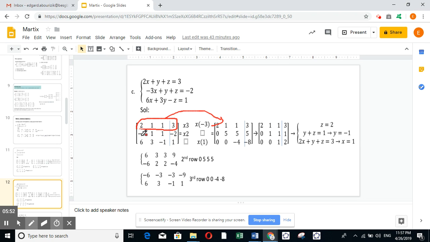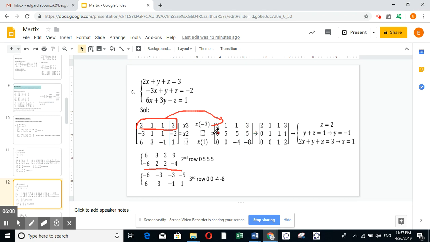So here I have 2 and minus 3. I multiply up by 3 and down by 2. So 6, 3, 3, 9, as you can see here. Minus 6, 2, 2, minus 4. If you add, you're going to get 0, 5, 5, 5.